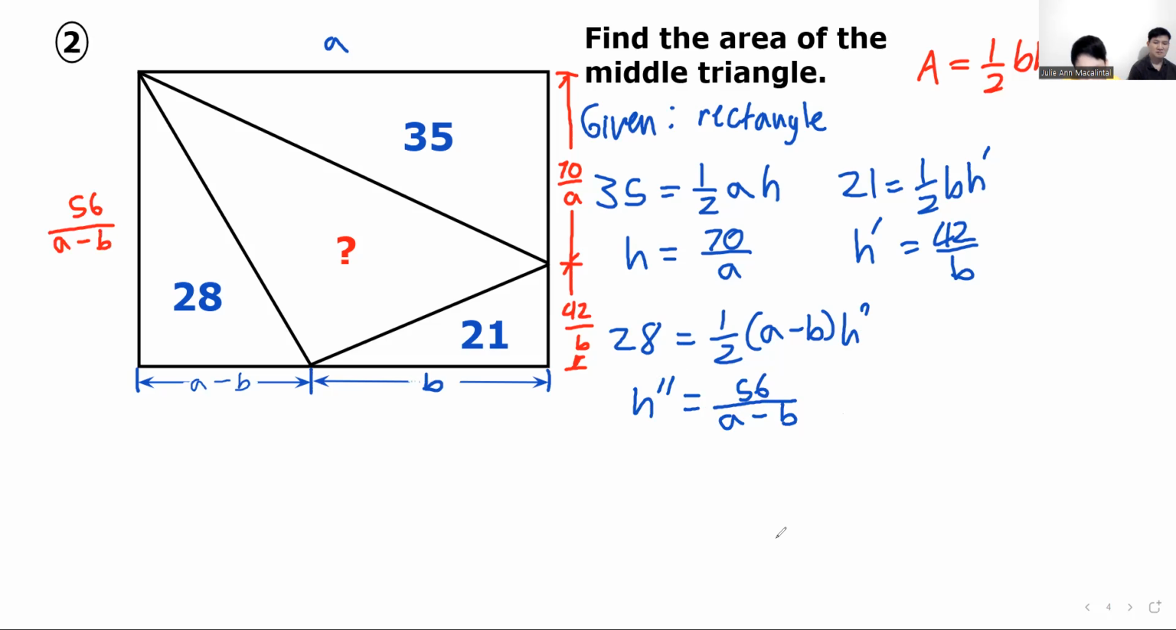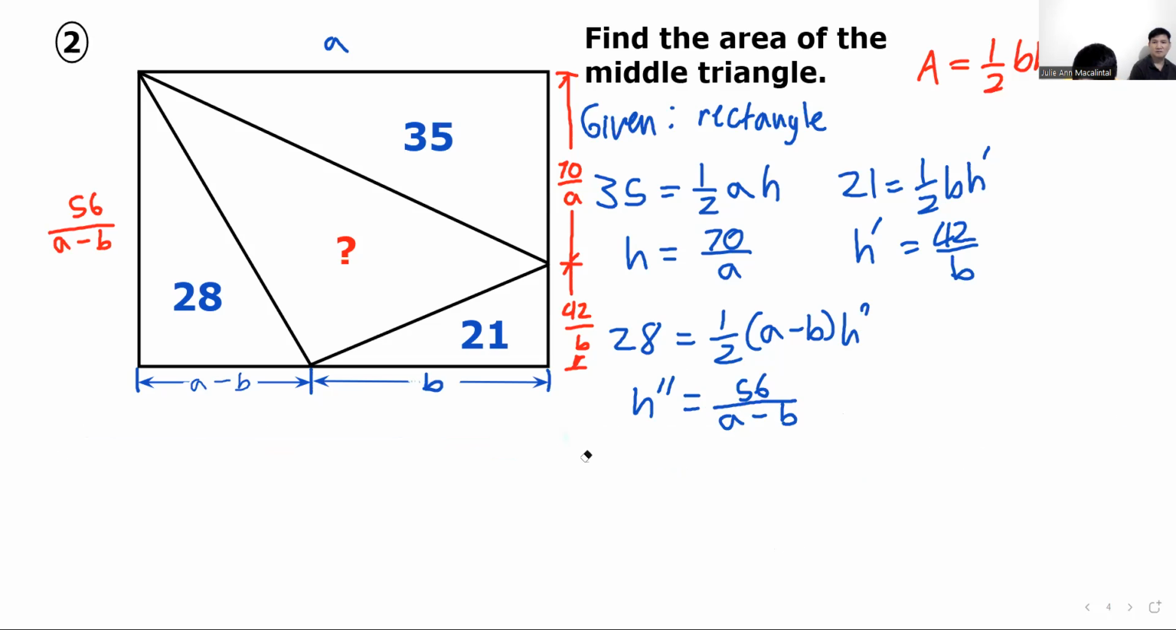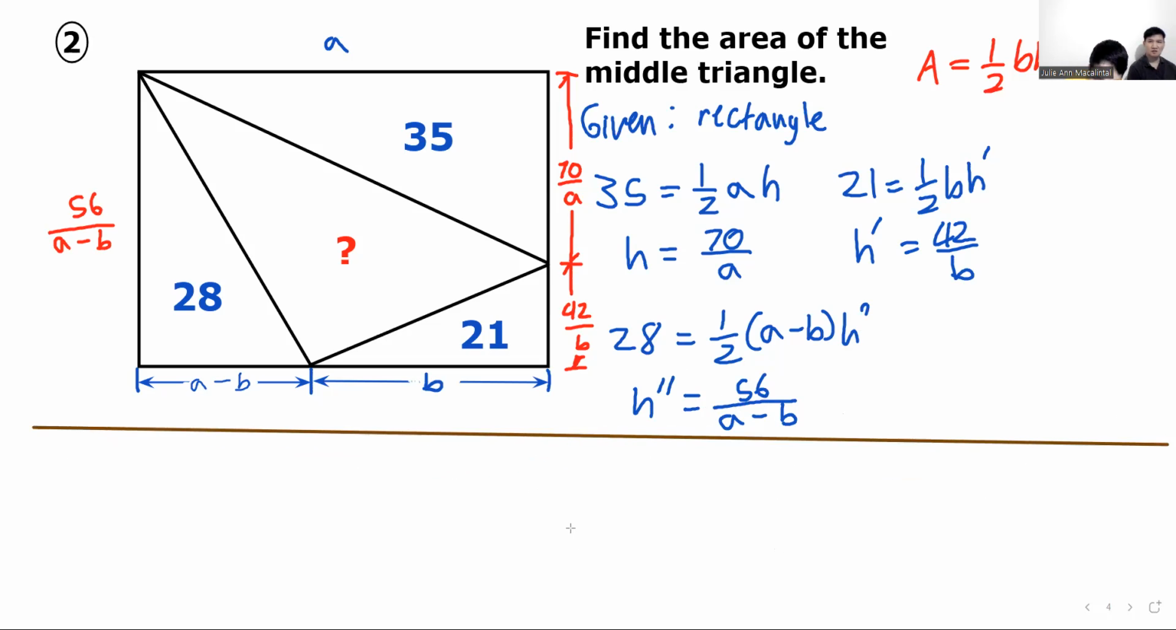So again, this is a rectangle. We can put this dividing line. You can use a different color for your dividing line if you want. Okay. Since this is a rectangle, two opposite sides of the rectangle will be equal. So 56 over A minus B, which is one of the sides, must be equal to the sum of 70 over A plus 42.